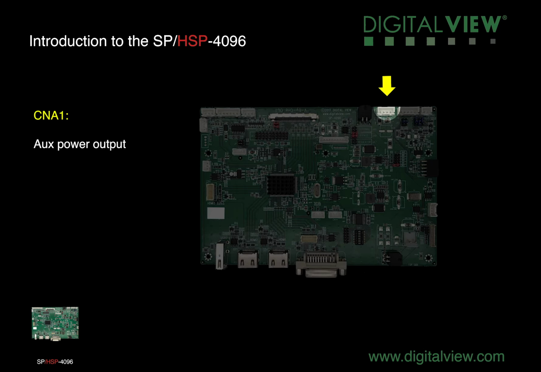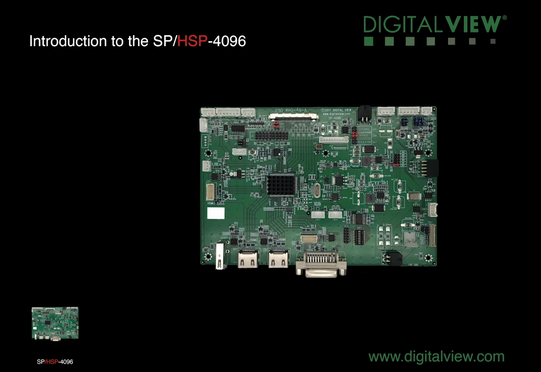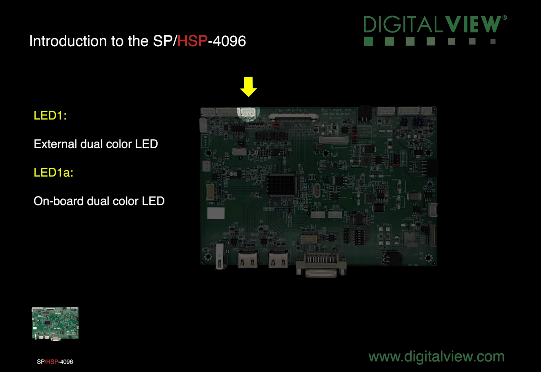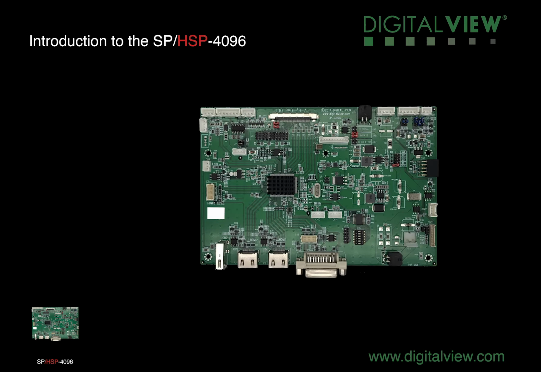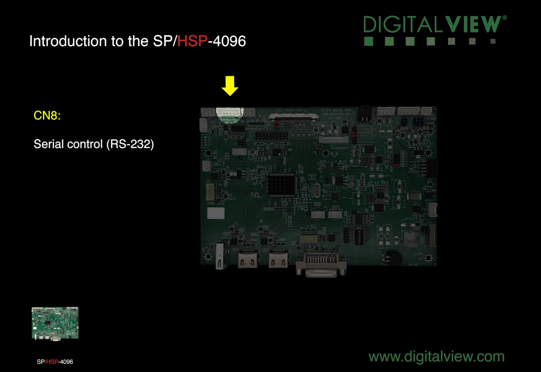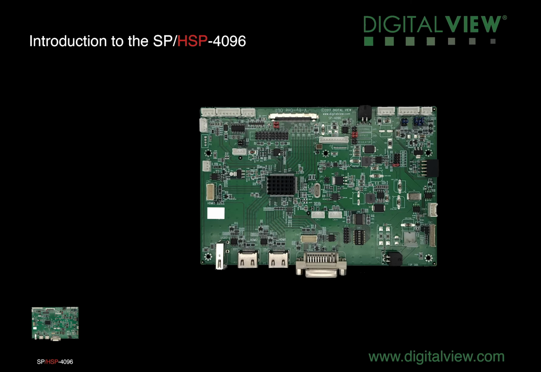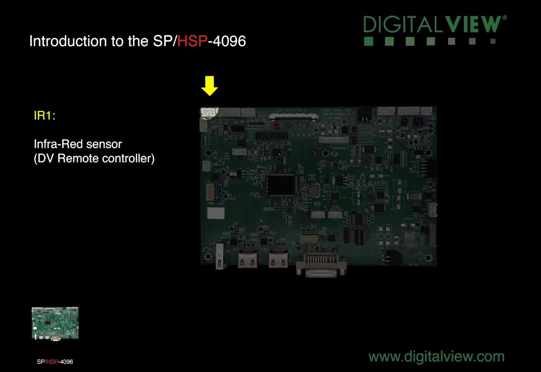CNA1 is for the auxiliary power output. PP4 is for the external panel power input. J7 is the V/1 panel interface. LED1, this is for the external and onboard dual colour LED. CN8, this is for the connection for serial control or sending RS-232 commands. IR1 is for the infrared sensor when using a DV remote control.